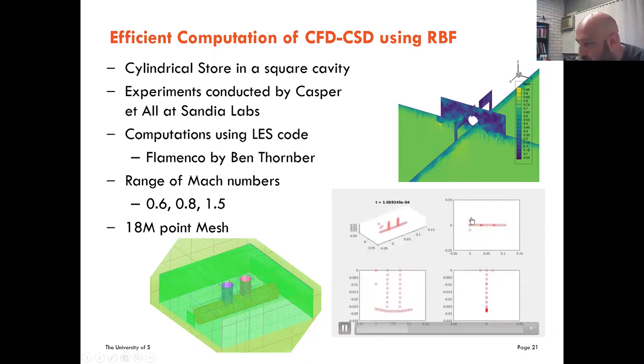And you can see on the bottom right how the structure is actually oscillating inside this flow field, and this one is for a free stream flow of Mach 0.8.